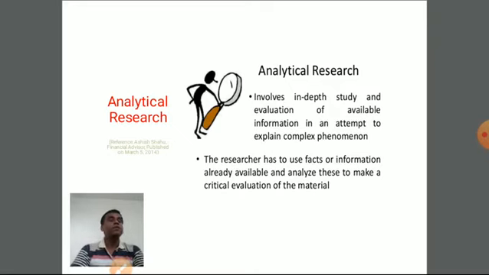Basically, this type of research involves in-depth study and evaluation of available information in an attempt to explain complex phenomena. Look at this, what we are going to do. As I told you, it is based on some analysis. So this kind of research involves in-depth study and evaluation of available information. This study is based on available information, and here we are going to do the in-depth study of that particular information, and at the same time we are going to explain whatever complex things are there in that research.